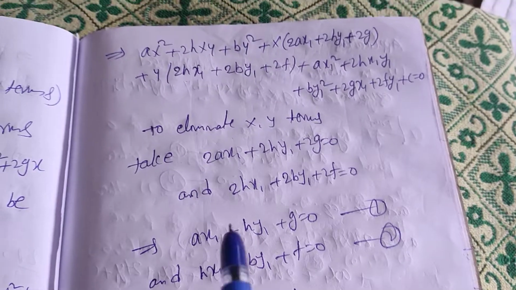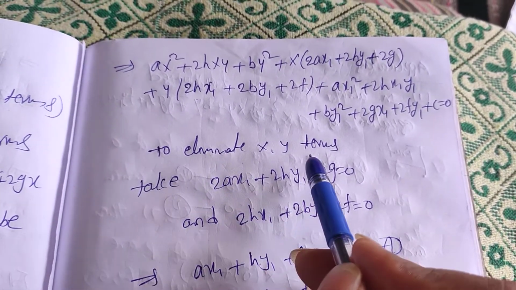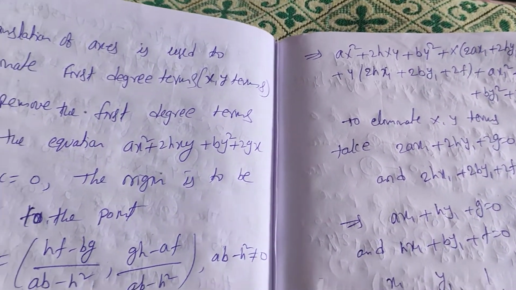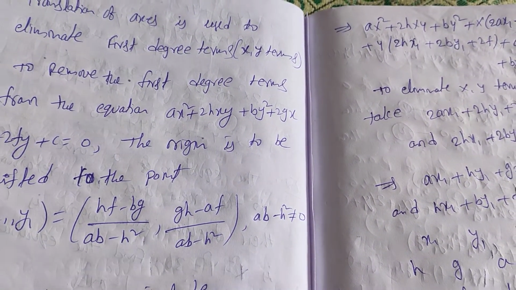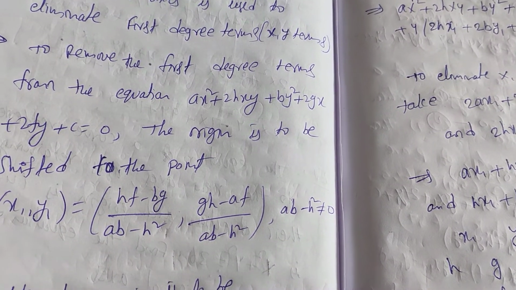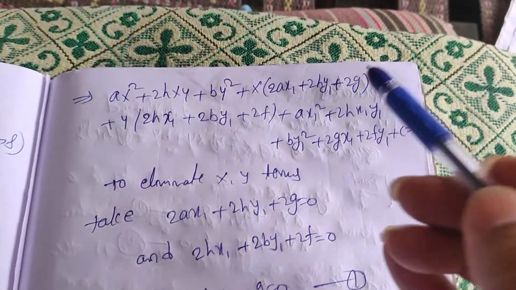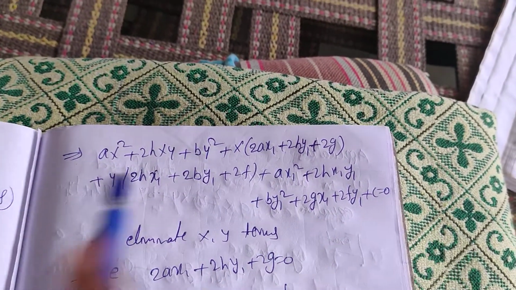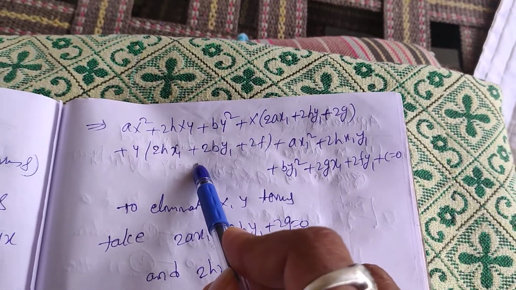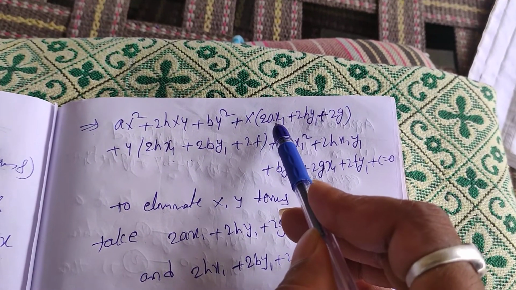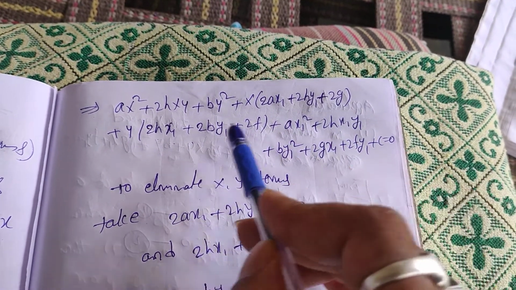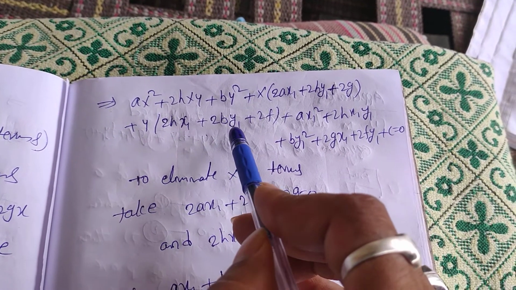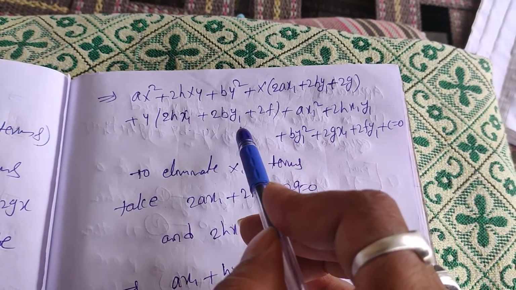Okay. So to eliminate x, y terms, that means we don't want x, y terms in the resulting equation according to the new coordinate axis. How will it be? These two terms will be eliminated by taking those coefficients equal to 0. So now what you have to consider is 2ax1 plus 2hy1 plus 2g is equal to 0, so that the x term is eliminated, and 2hx1 plus 2by1 plus 2f is equal to 0, so that the y term will be eliminated.